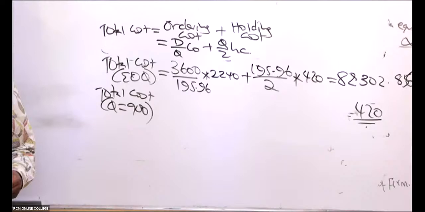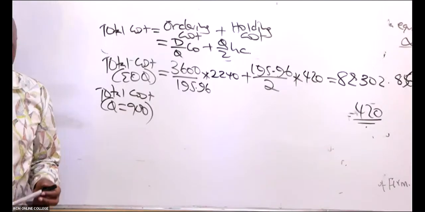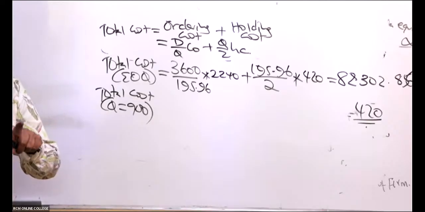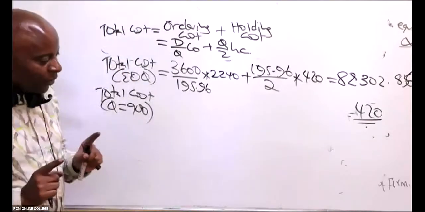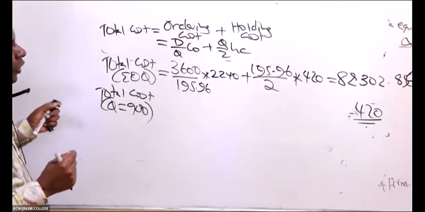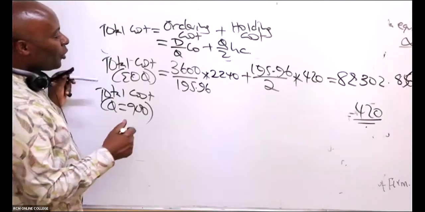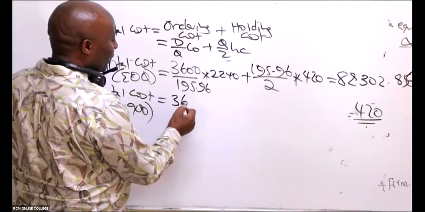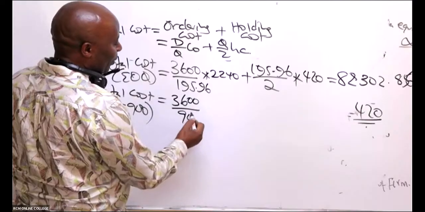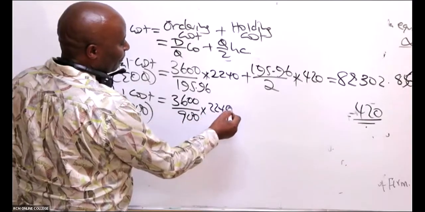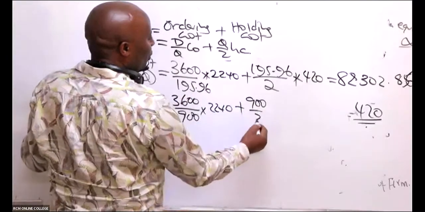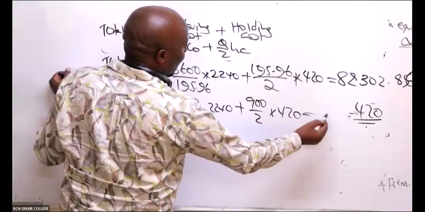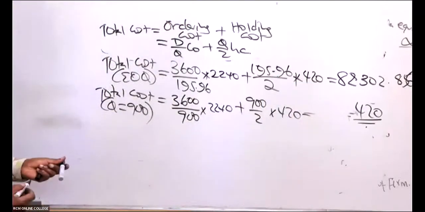All right. And then you remember we have another: currently we are acquiring how many units at a time? 900. And then they want us to change to EOQ. So how are we suffering then? Our total cost here will be 3,600 divided by 900 times 2240 remains, plus Q, which is 900 over 2 times 420 remains. So how much are we able to get there?